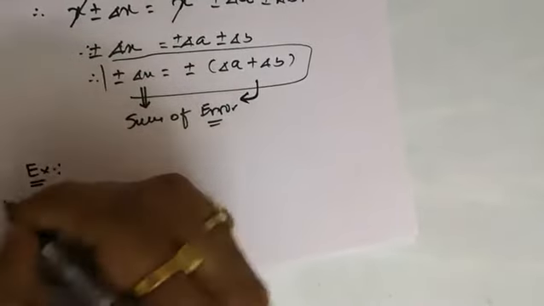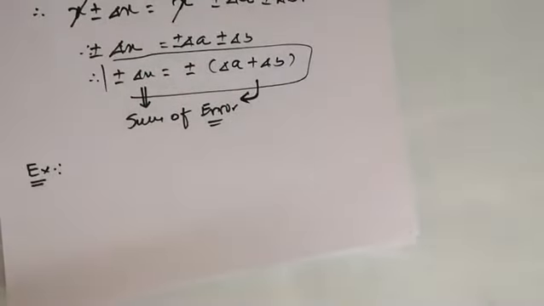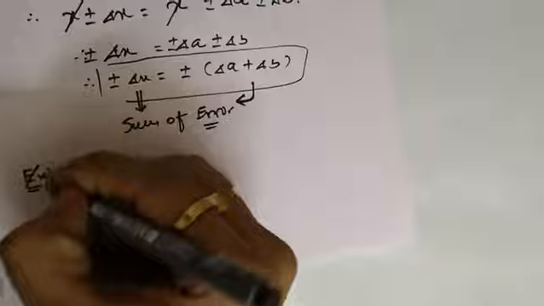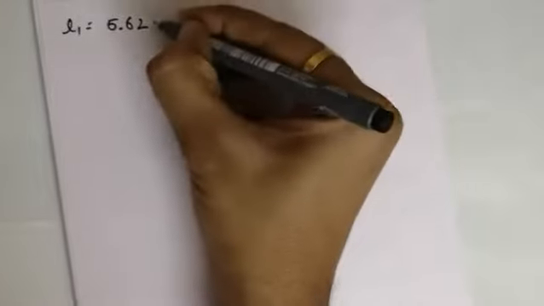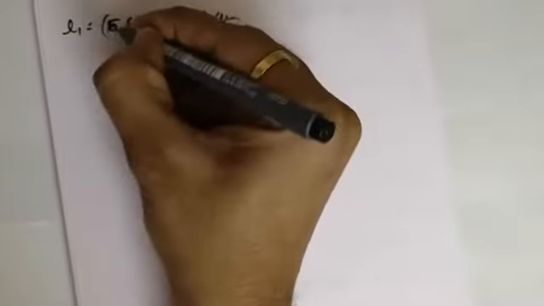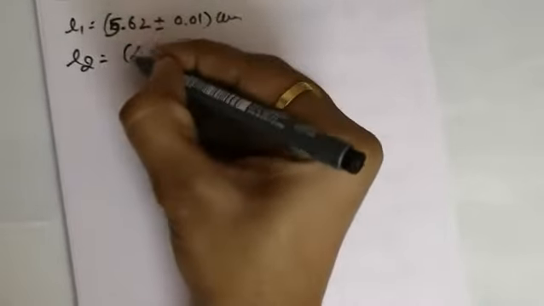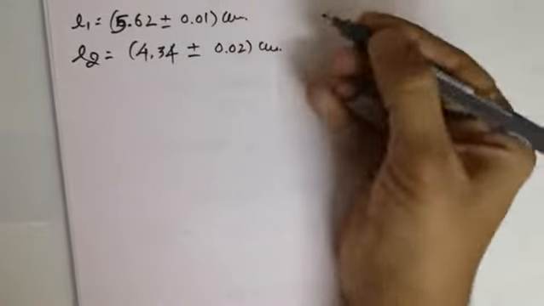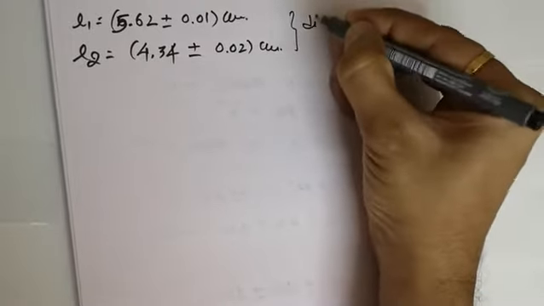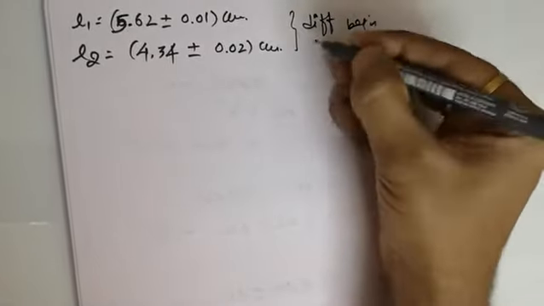Let's say we are solving one example for you. Let's say I have one data dealing with subtraction. I have length part. Very first length I have is called L1 equals 5.62 plus or minus 0.01 centimeter. And L2 equals 4.34 plus or minus 0.02 centimeters. I want to find out the difference between the lengths.